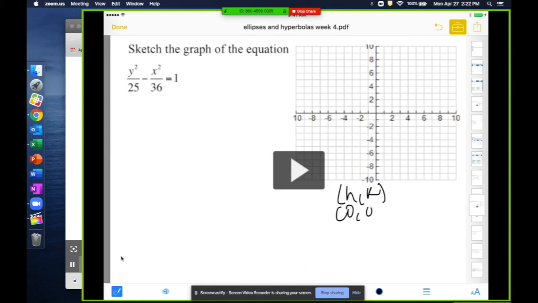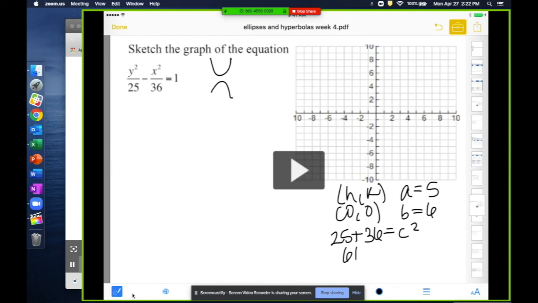There's no h or k value here. So I also know it's going to be a vertical hyperbola because the y value comes first and we see y squared. Now to find my a value and b value, that's pretty simple. A is going to be the square root of 25, and then the square root of 36 is going to be the b value. Very quickly, I'm going to find that c value by doing a squared plus b squared, square root it. 25 plus 36 is 61, square rooted is going to be the square root of 61.